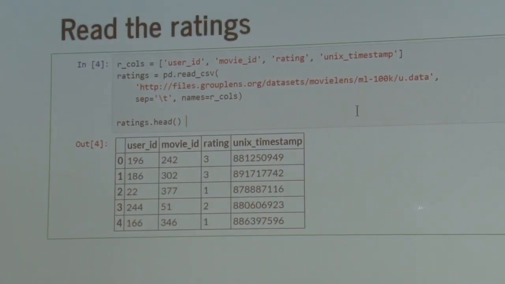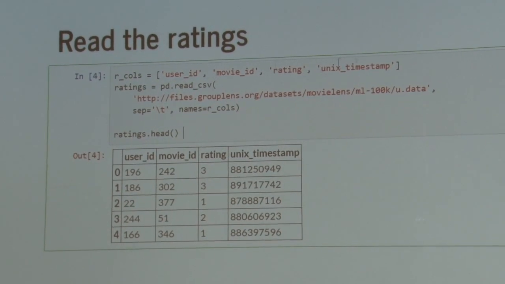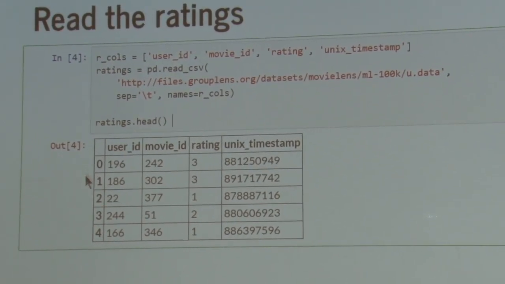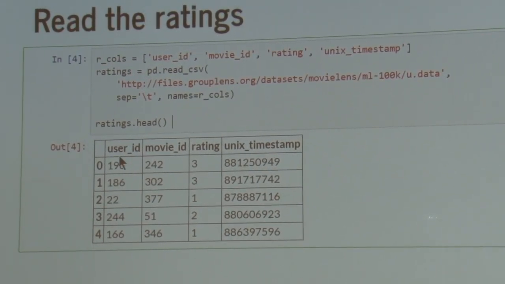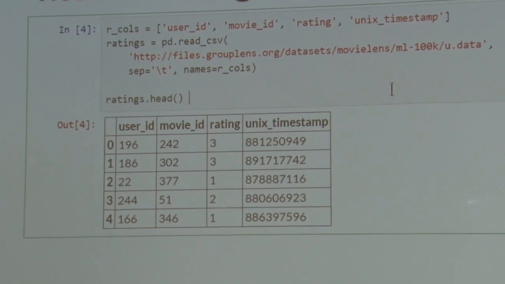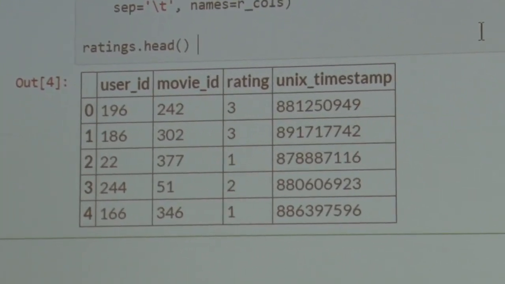So now we do the same, just with the ratings, right? Same thing, just reading in the file, putting in the names. You can see this is a second data set now that has the user ID, the movie ID, and the rating. This already might be not so nice. We might want to change that in the future, right?